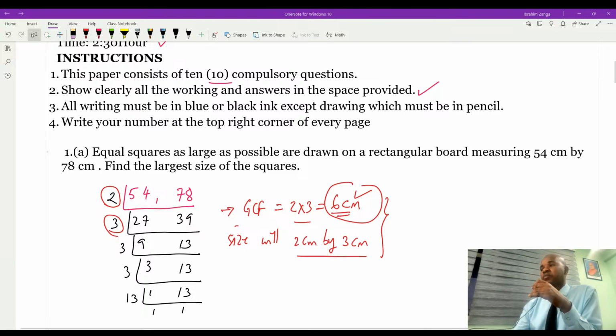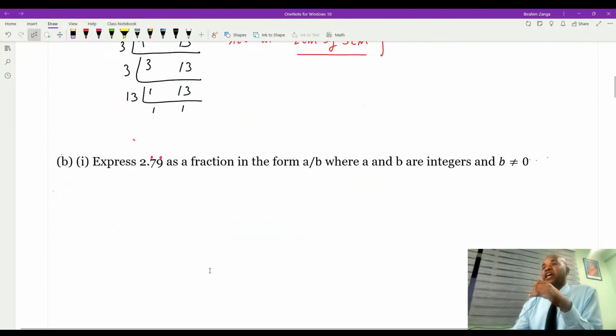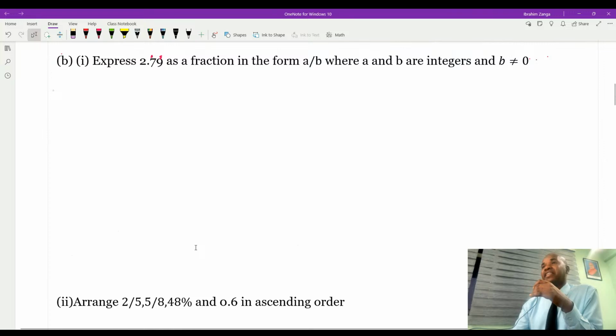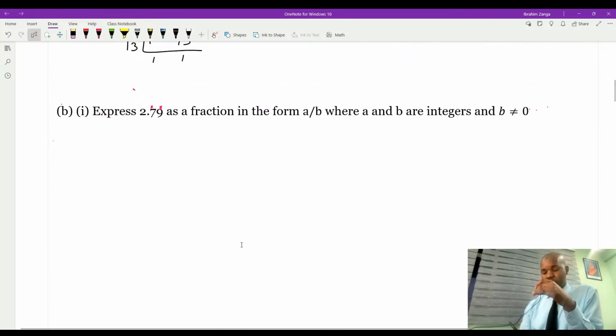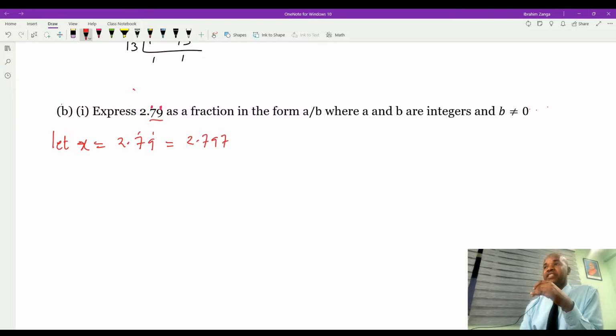So we are going to jump to question number 1, the next part. Express 2.79 as a fraction in the form of a over b, but 7 and 9 are repeating part. So the common procedure we are going to use, I would prefer to use x equals to 2.79 repeating. But understand that this is equivalent to 2.7979, and it goes to infinity.